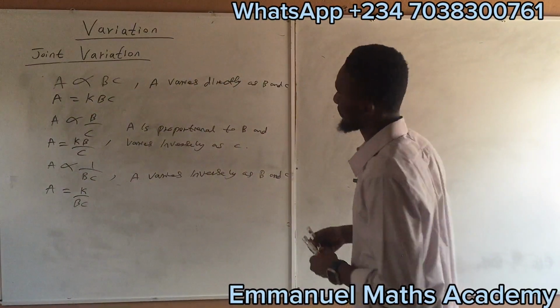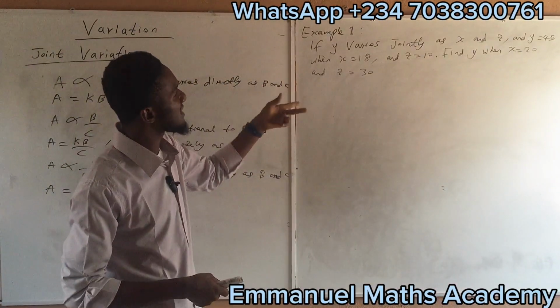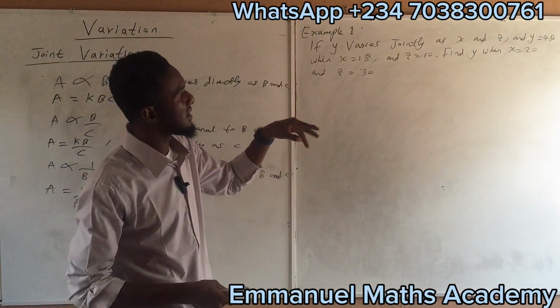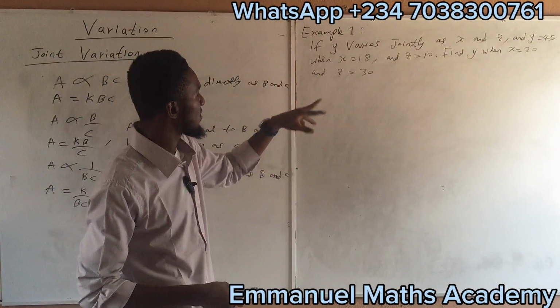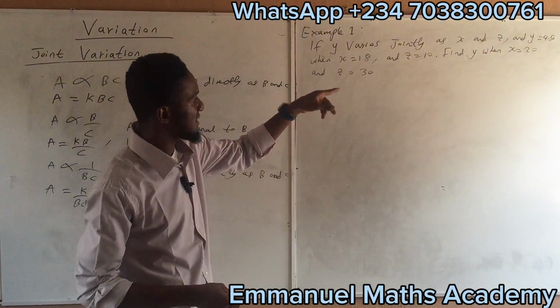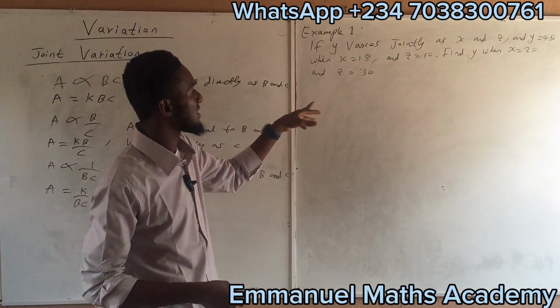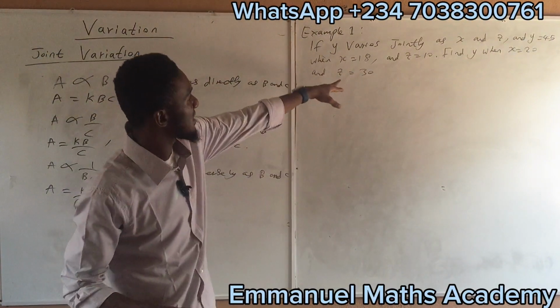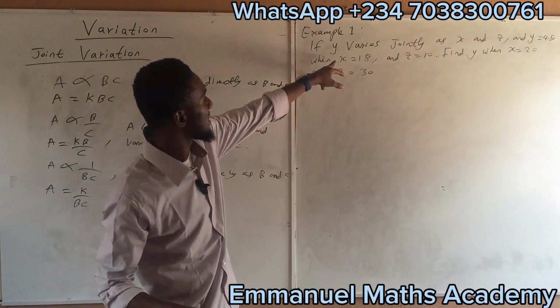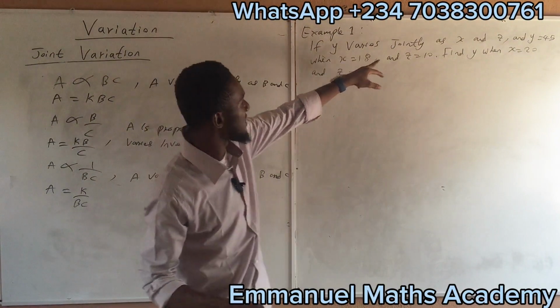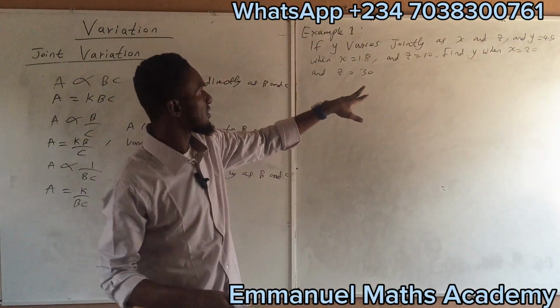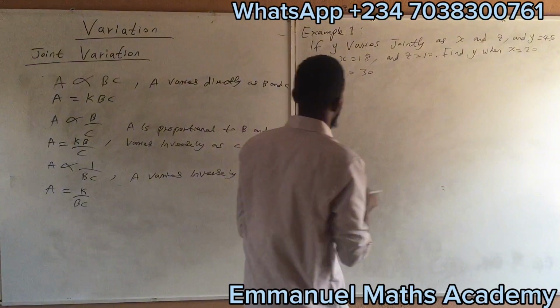Let's look at an example. Example 1. If Y varies jointly as X and Z, and Y equal to 45 when X equal to 18 and Z equal to 10, find Y when X equal to 20 and Z equal to 30. From the statement, you can see that this is an example of joint variation. Y varies jointly as X and Z. You start the solution.